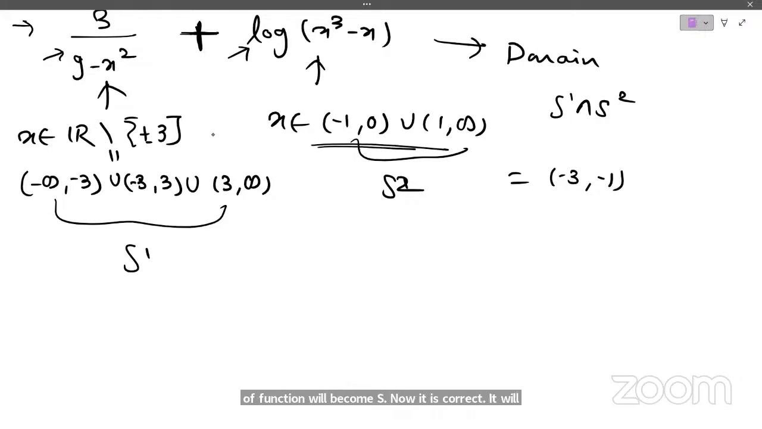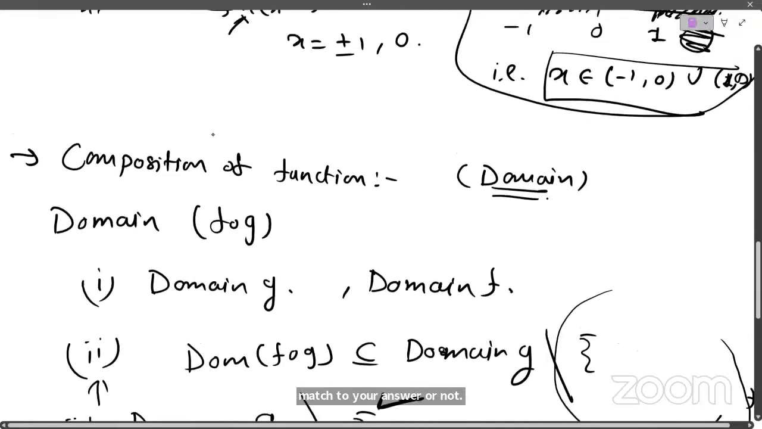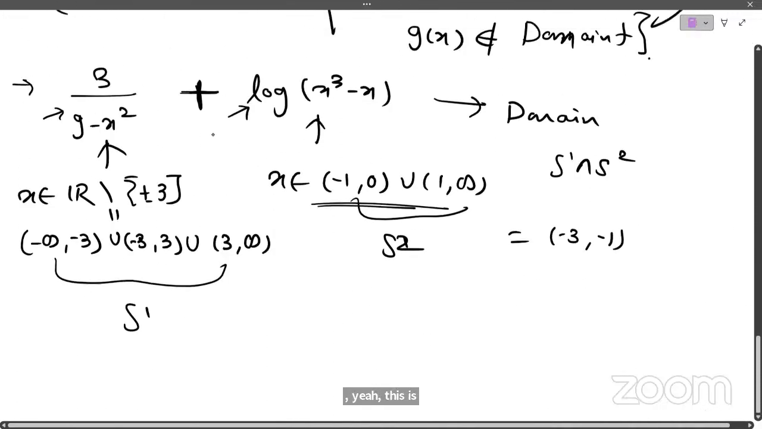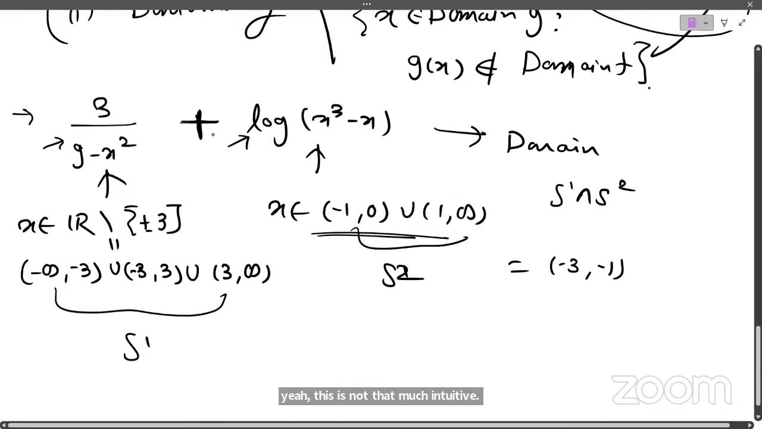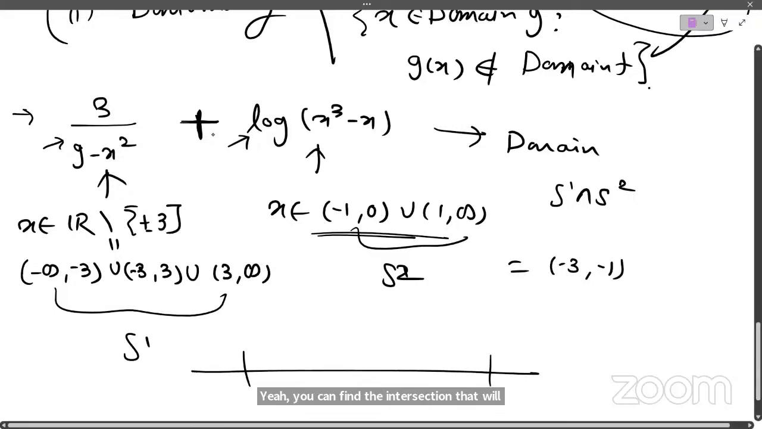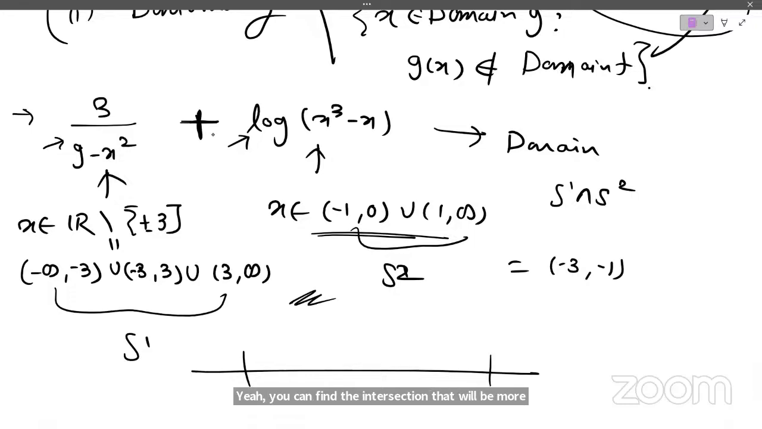Okay. This is not that intuitive. First of all, you have to check both conditions, and then you have to observe something. Can we do this through number line? Can we find the intersection through number line? Yeah, you can find the intersection. That will be easier. Just plot your points and mark down whatever the intersection is.